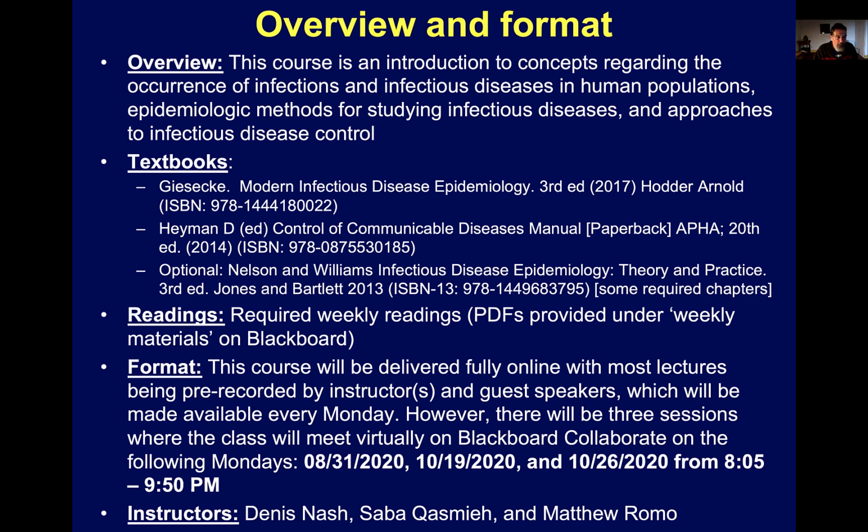That one is optional. It's GISEC, Modern Infectious Disease Epidemiology, and a good companion to that is the Control of Communicable Diseases Manual, which is a great sort of reference guide to looking up attributes of epidemiological relevance and clinical relevance for almost every communicable disease. Nelson and Williams is a great book for people who know that they're going to be working in the field of infectious disease epidemiology for years and years to come. It's kind of like a Bible in many ways, but it is quite expensive. But that said, it is sometimes the most authoritative source of information.